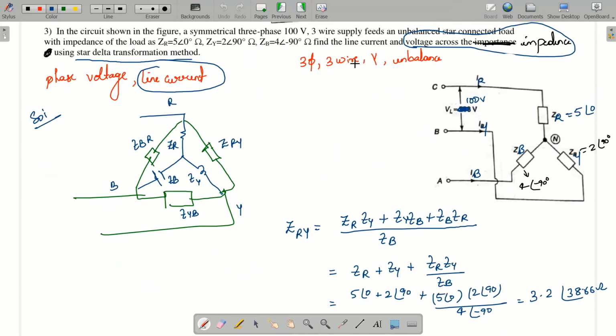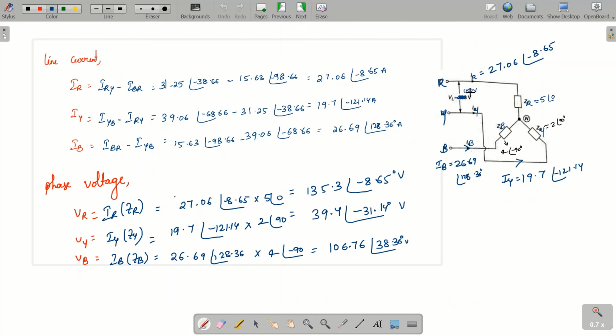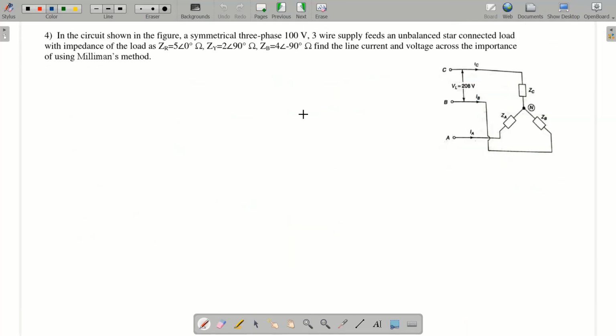So for that reason I have considered the line currents as IR, the same currents which are flowing in the delta. From there I found the phase voltages. As it is a star connected load now, the phase currents will be equal to the line currents. So how do I get the phase voltages? It is impedance into the current flowing in the phase: IR into ZR, IY into ZY, IB into ZB. In that way I can find the phase voltages. I think it is clear, right?